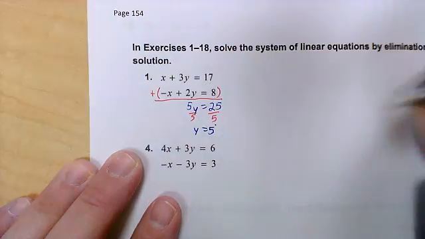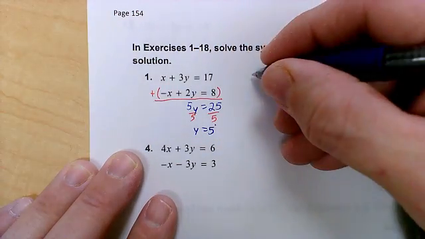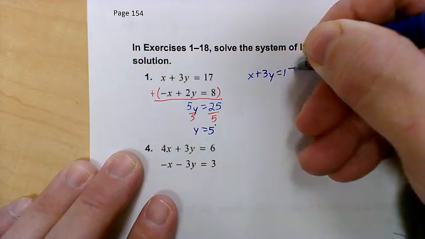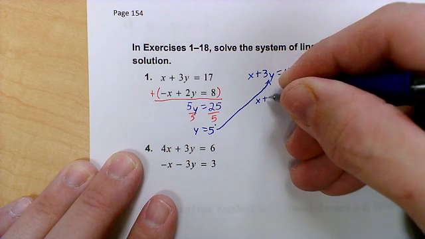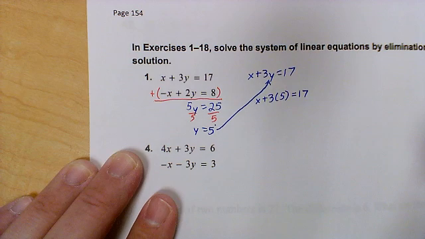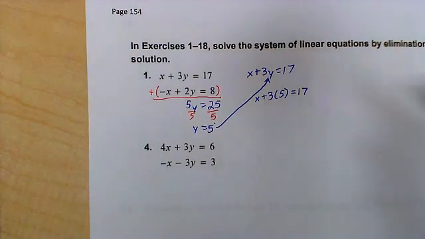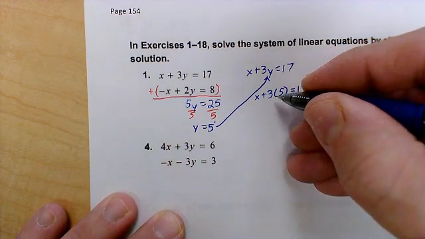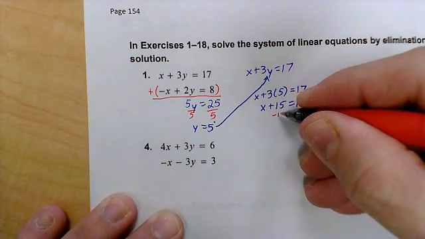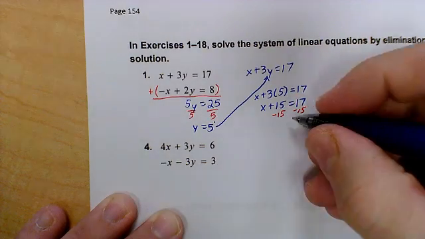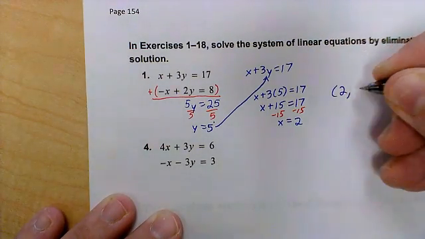Take either equation from the original and substitute 5 in for y. I'm going to use the x plus 3y equals 17. And what I'm going to do is I'm going to substitute 5 in for y. So it's going to be x plus 3 times 5 equals 17. This is very reminiscent of substitution because that's exactly what we're doing. We're using substitution to finish this off. 3 times 5 is 15. And subtract 15 from both sides. So x would equal 2, and this would be our solution. X equals 2, y equals 5.